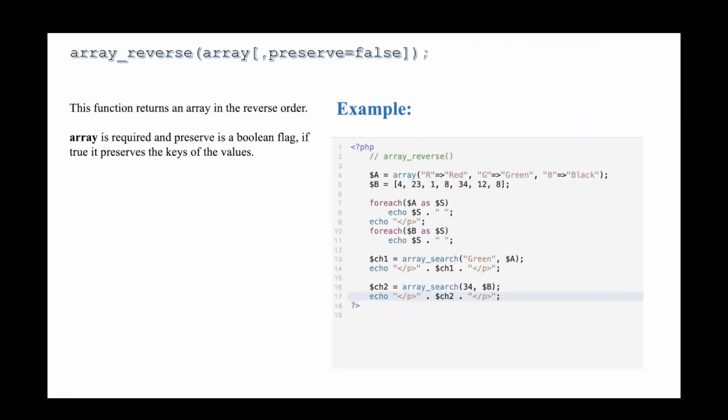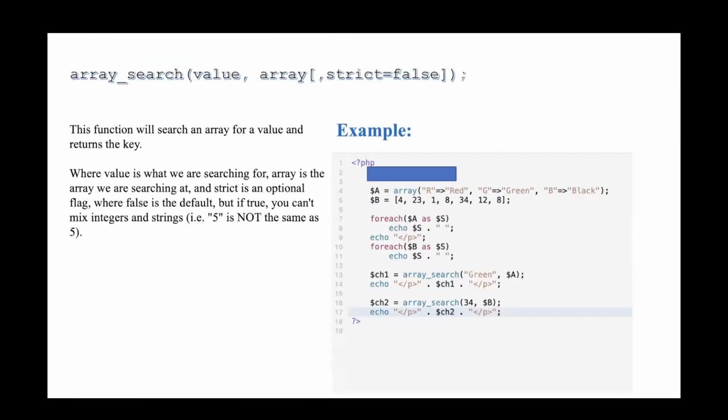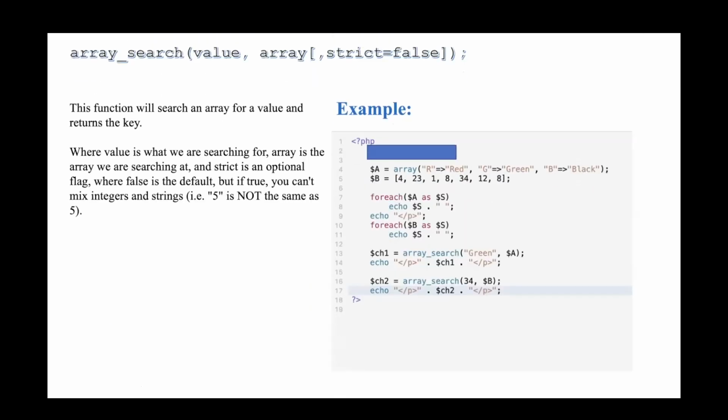Reverse returns the array in reverse order. It's a perfect way of reversing all the values, basically. So if you have an array of 3 elements, the first one becomes the third, and the third becomes the first. The second one will stay the same. Search: you can search for a value and return the key.